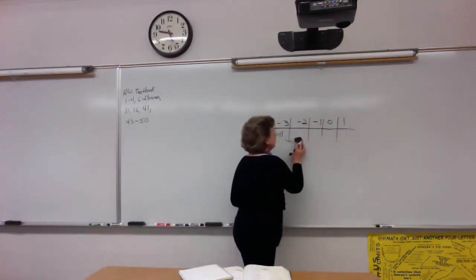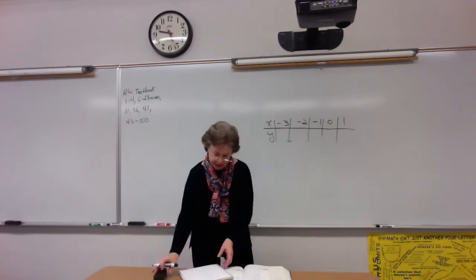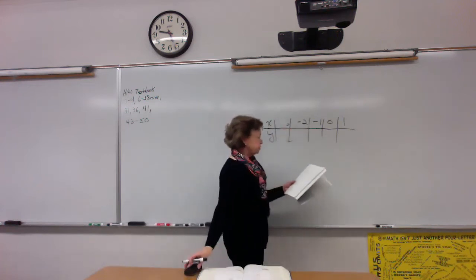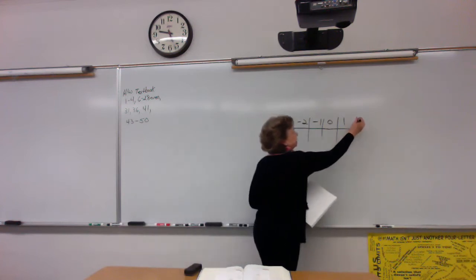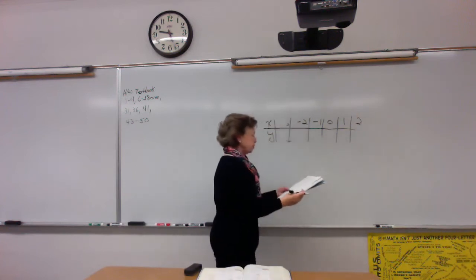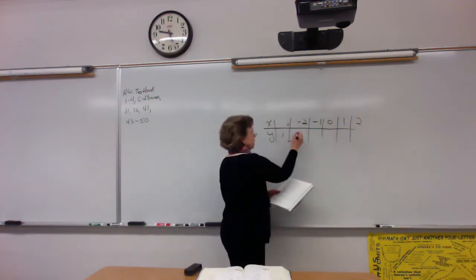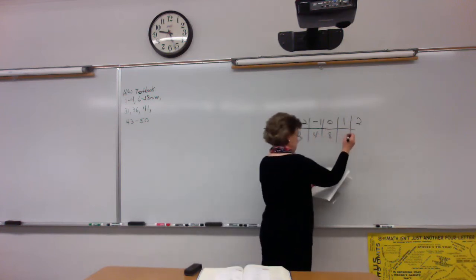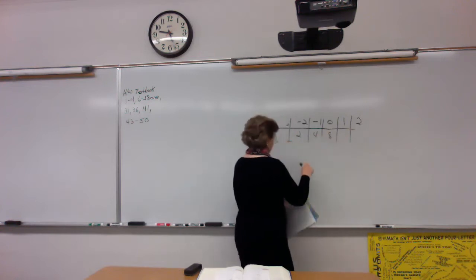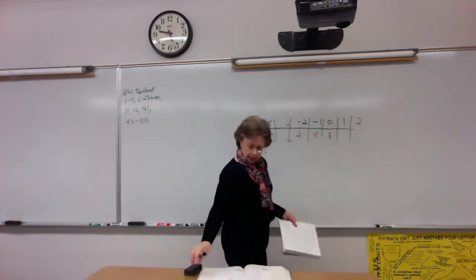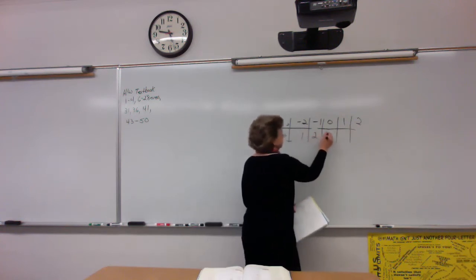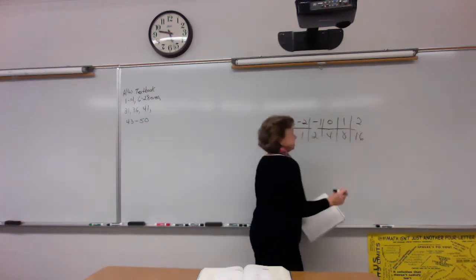Example 2B, it started with the same x values: -2, -1, 0, 1, and 2. The y values that they put with that were 1, 2, 4, 8. Well, if I put them with the same numbers that they had, we would have the next slides. So 1, 2, 4, 8, and 16.